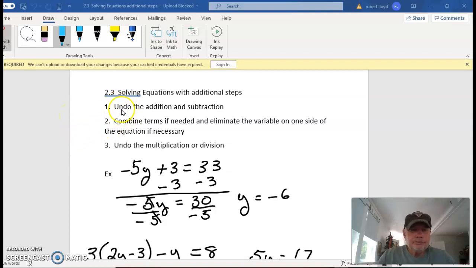This is 2.3, the very first part, continuation of solving equations with additional steps. So first you want to undo the addition and the subtraction. Then you want to combine terms if needed, and then eliminate the variable on one side of the equation if necessary. In other words, if there's a variable on both sides of the equation, then we're going to have to eliminate one of them. And then undo the multiplication and division.